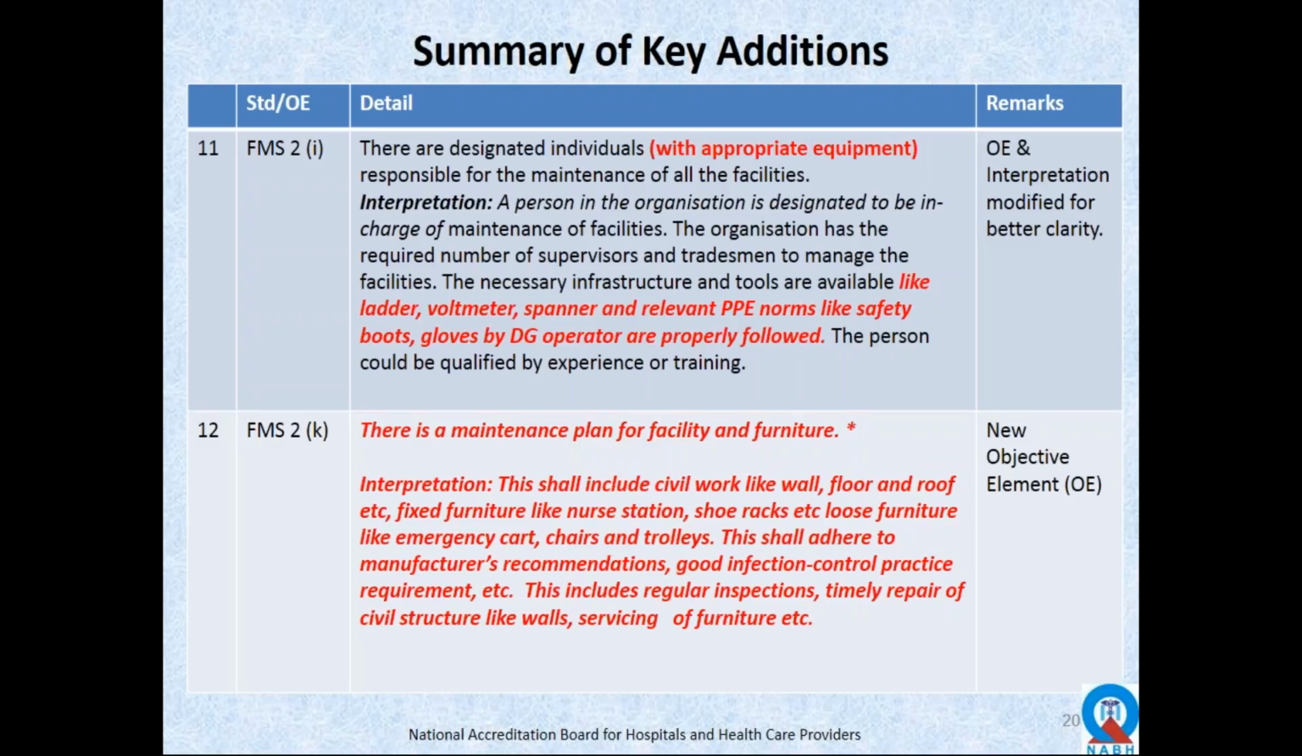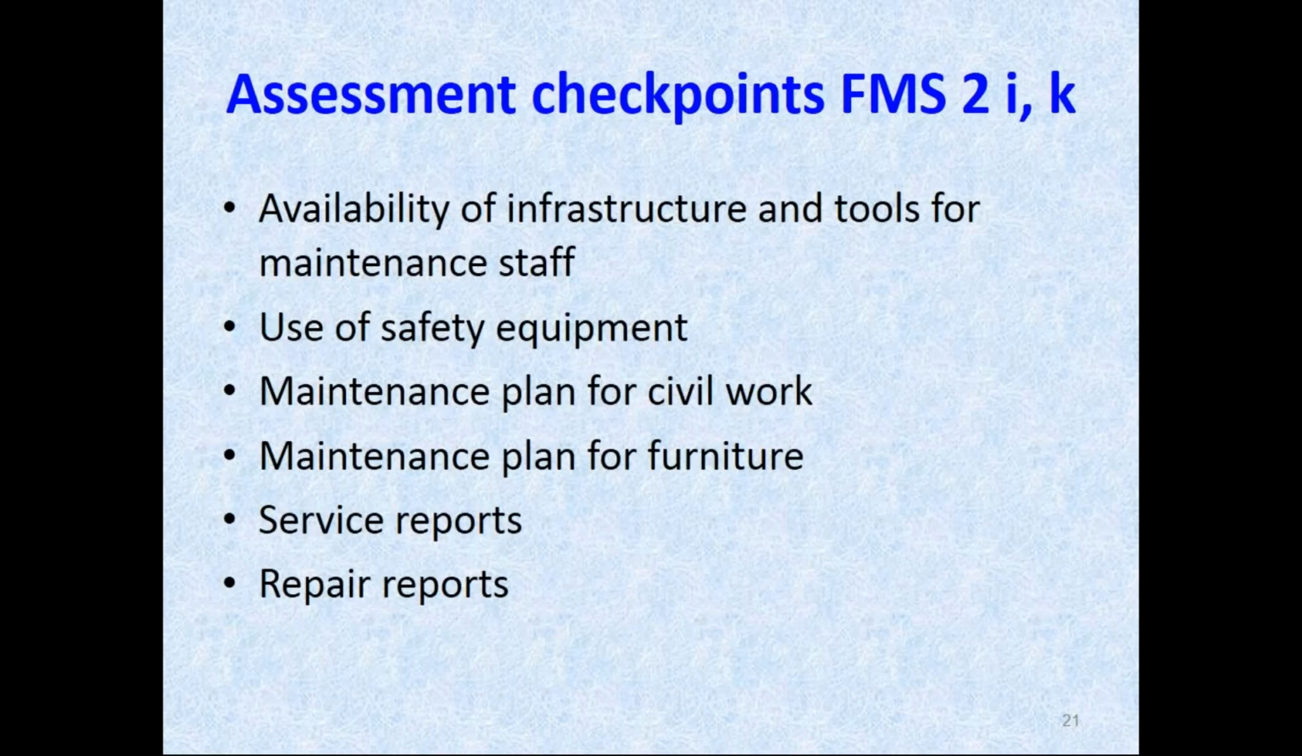Assessment checkpoints for FMS 2K: look at availability of infrastructure and tools for maintenance staff, check their inventories, look at use of safety equipment appropriately by the maintenance staff, look at the maintenance plan for civil work and furniture, and look at the service reports and the repair reports for civil work and furniture.